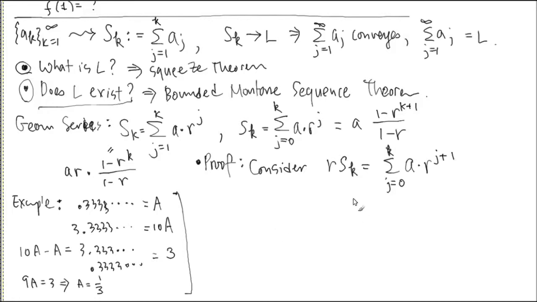Now you compare this one with sk. sk looks like this, j going from 0 to k, a times r to the j in there. So if I make a substitution here, u equals j plus 1, this inside will be a times r to the u, right? Then it's going to look just like a times r to the j with a dummy variable. Therefore, a lot of things cancel. Correct? So let's reindex it.